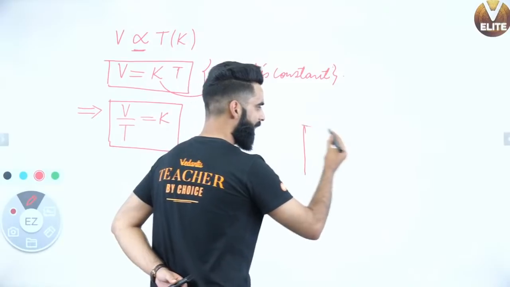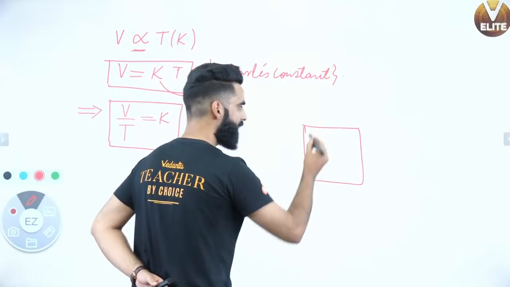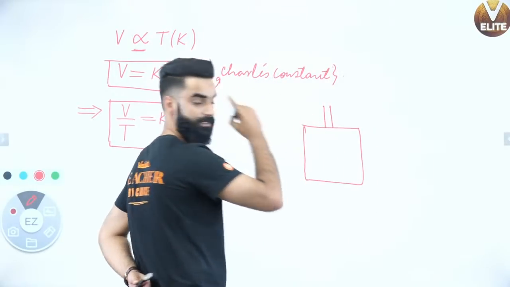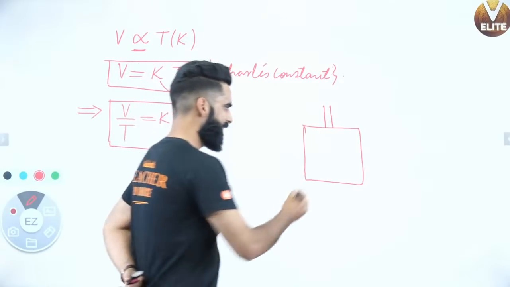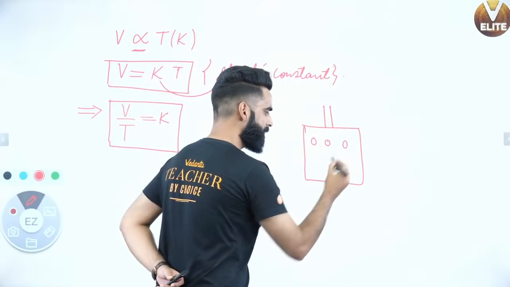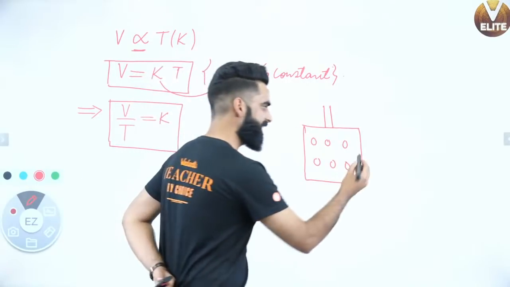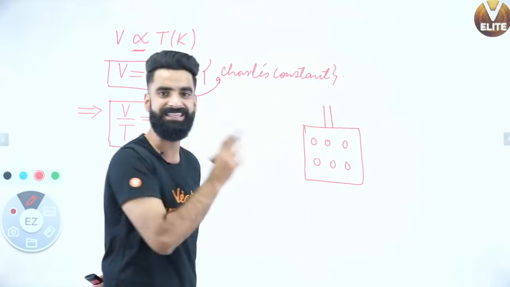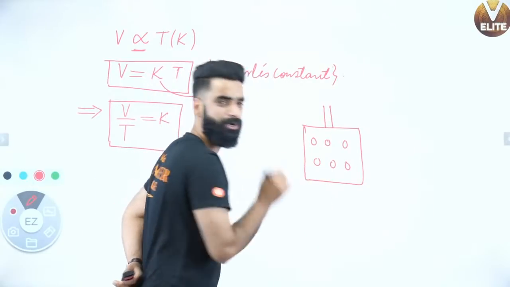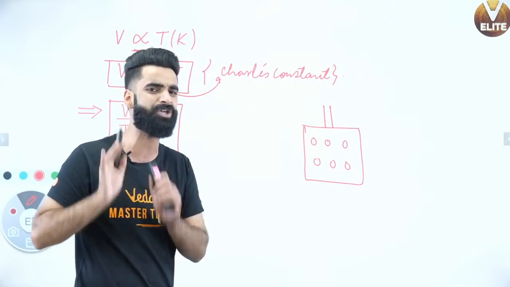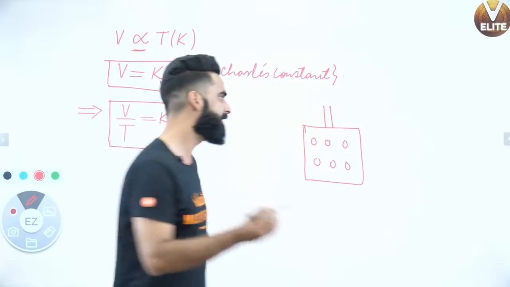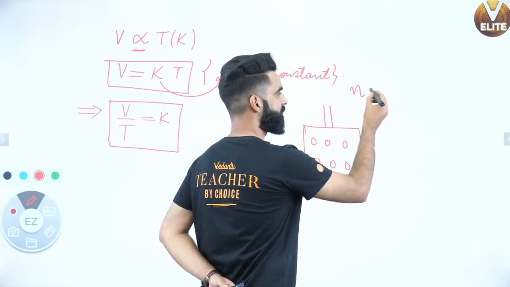For example, I'm taking one container over here, and this is the piston which is fixed on the top of the container. Let's say I'm keeping some gas molecules inside the container. So basically, I have a fixed amount of gas inside it because the container is closed on all sides. There is no leakage at all. So the number of moles I'm keeping fixed.